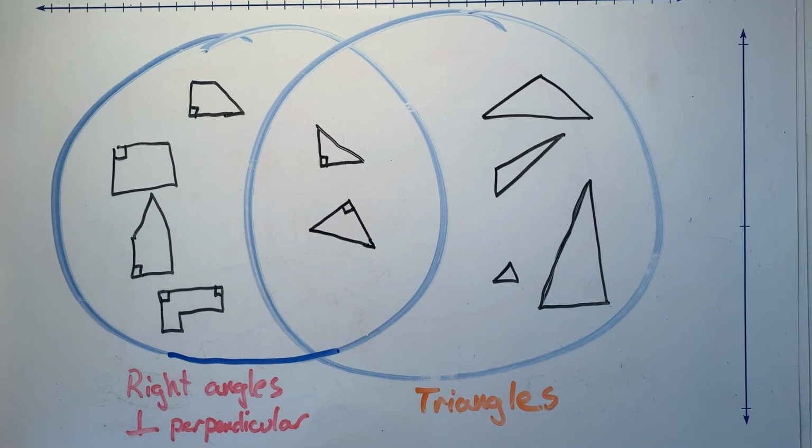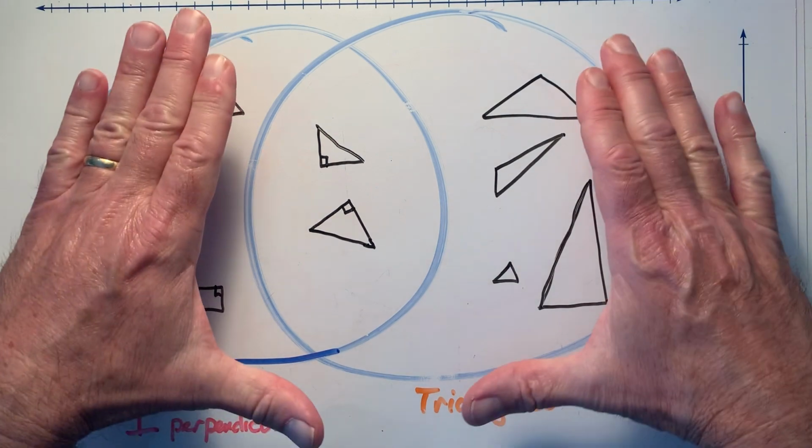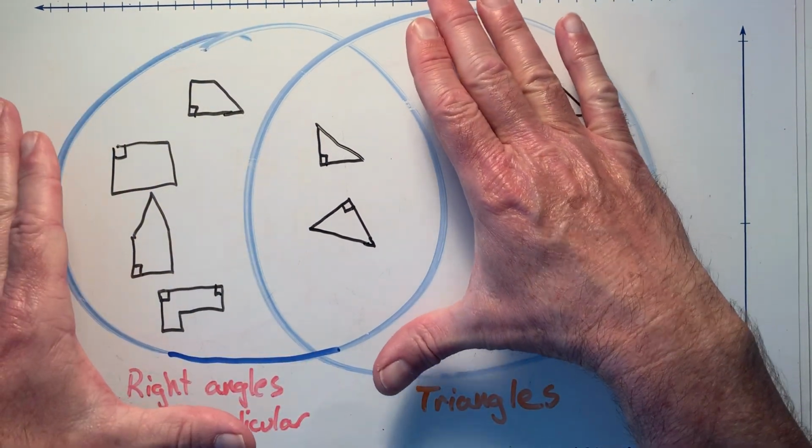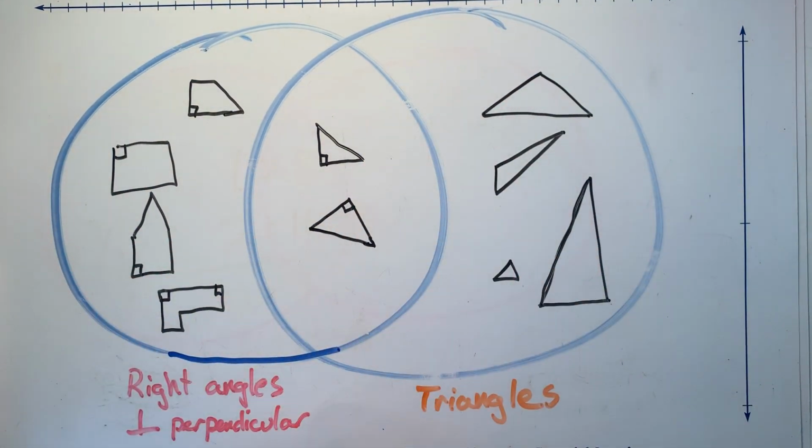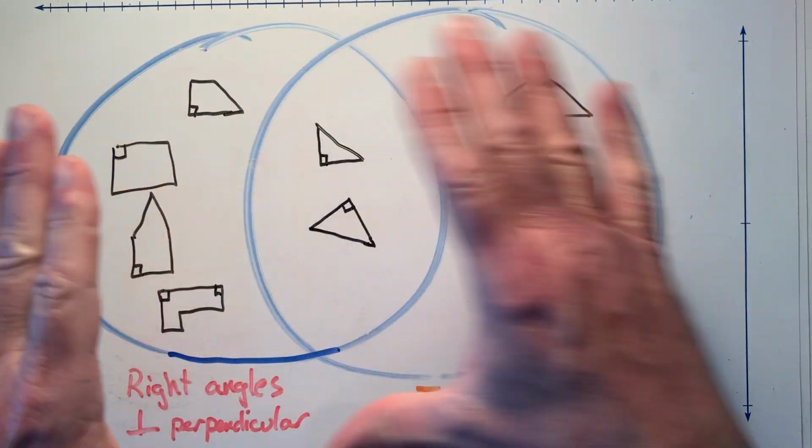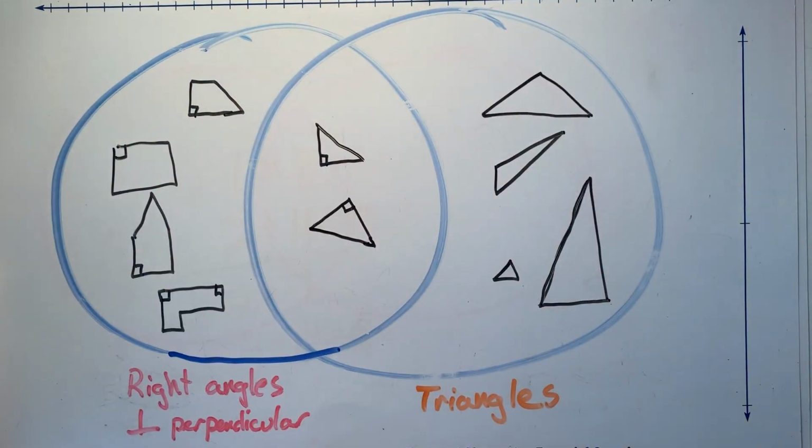So, when you're dealing with Venn diagrams, look at one circle, look at the second circle, or when you're placing them in, make sure that when you're done, everything fits to all of your conditions.